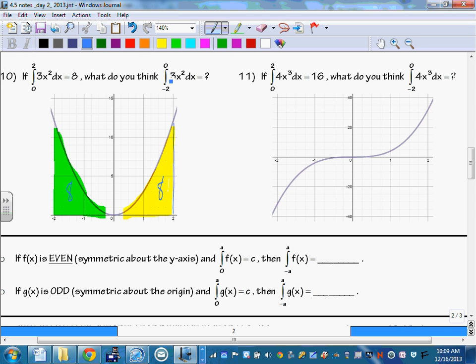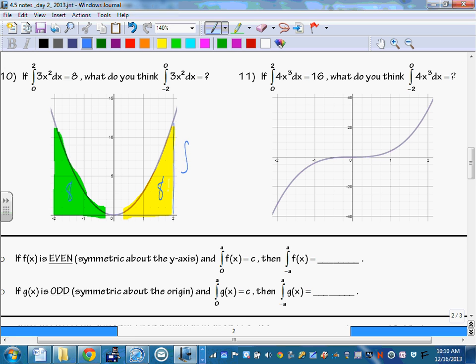If this was 0 to negative 2, that would mean we'd be kind of going backwards from normal. That would make it a negative area. But if we're going from negative 2 to 0, that would mean we're going in the correct direction, smaller to bigger. So that is an area of positive 8.